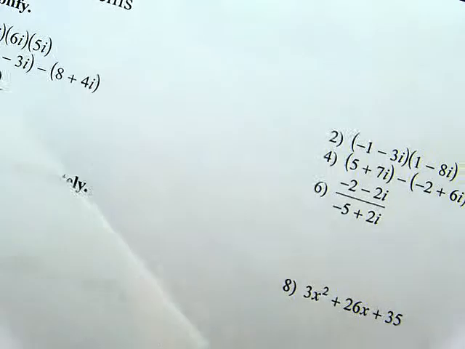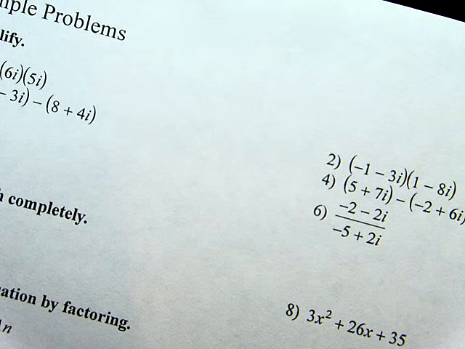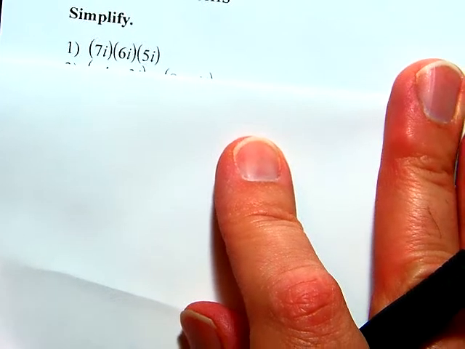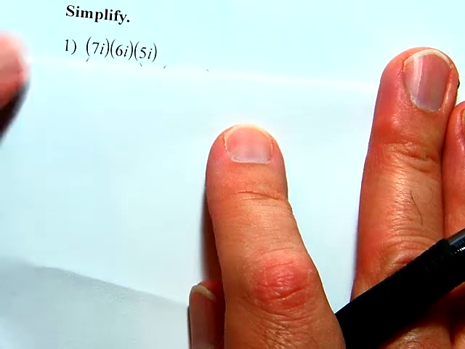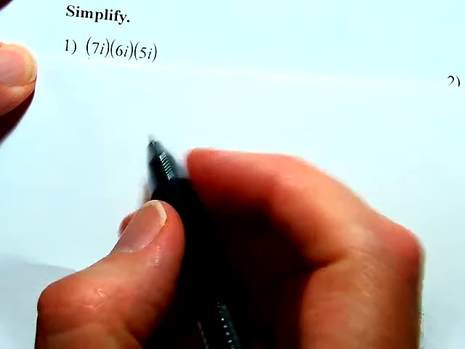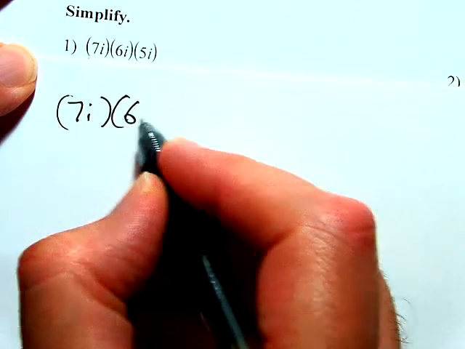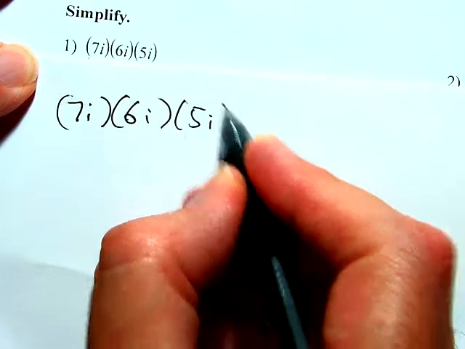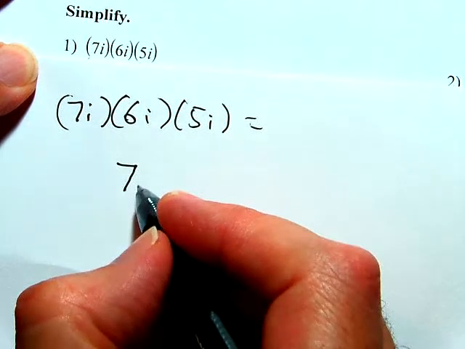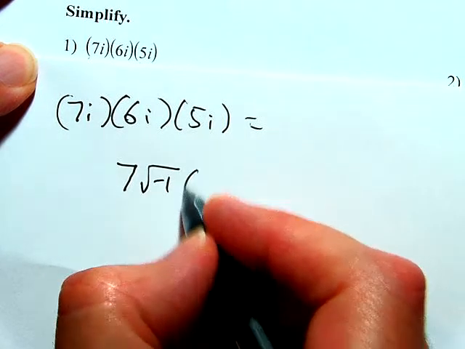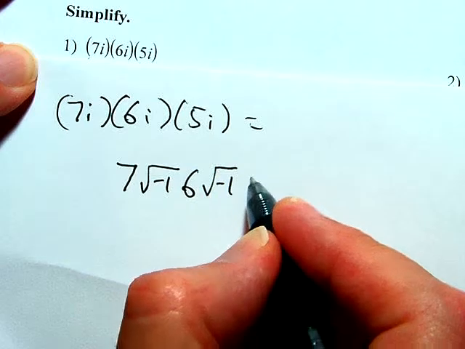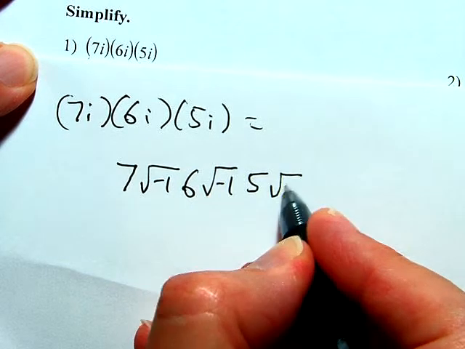We've got a multiplication problem right above here. This one is a more simple type. This one asks us to multiply 7i times 6i times 5i. Well, remember that if you know i is the square root of -1, 7i times 6i times 5i is really the same thing as 7 times the square root of -1 times 6 times the square root of -1 times 5 times the square root of -1.